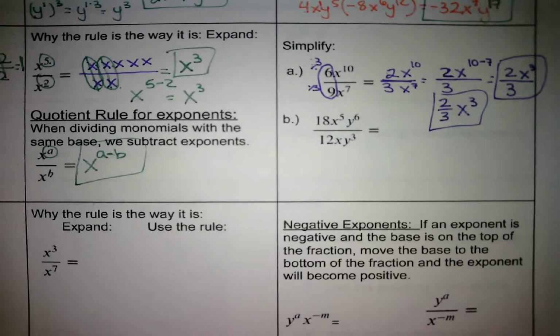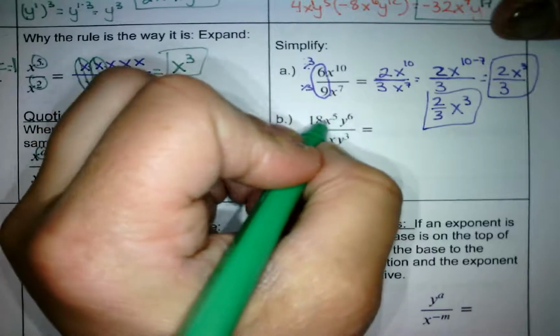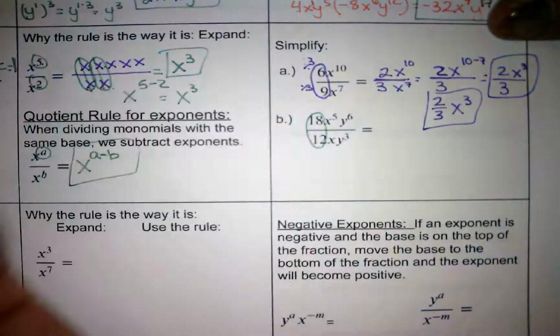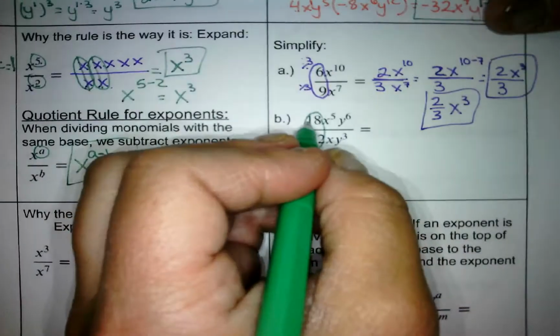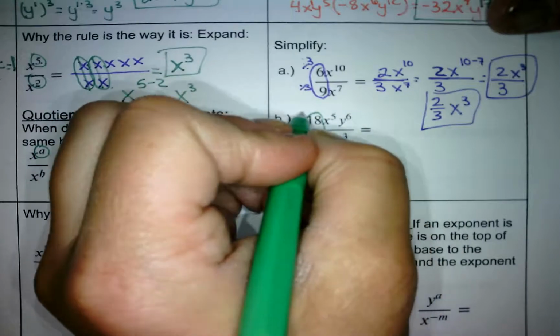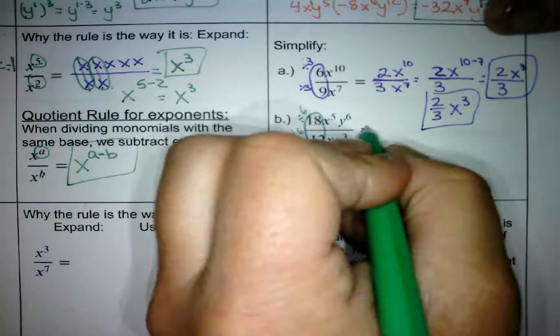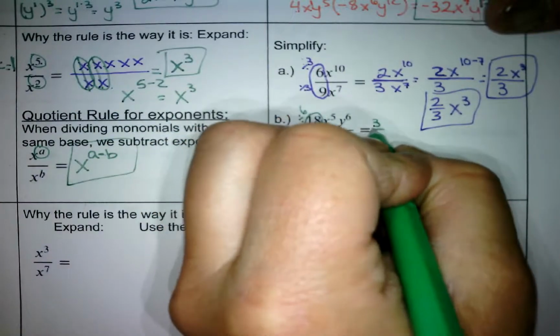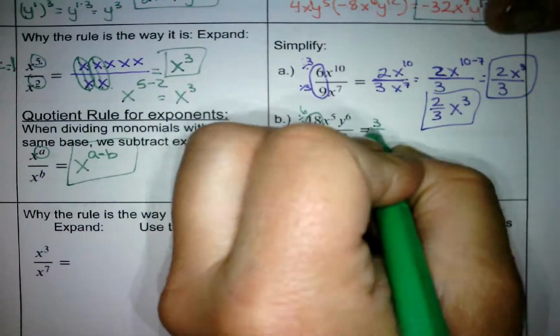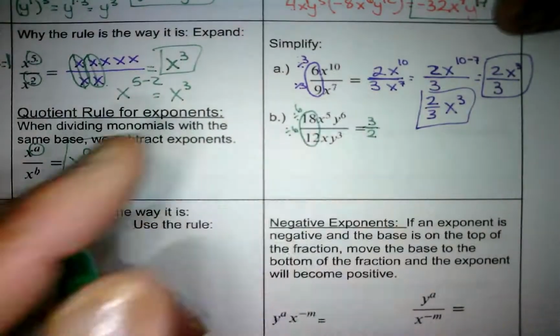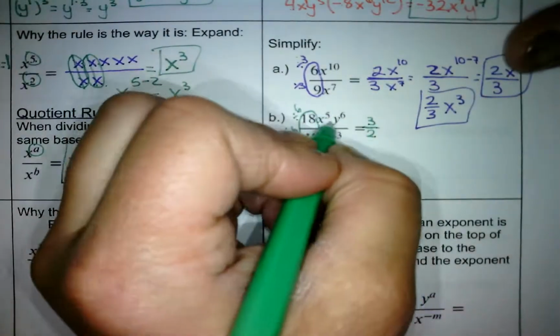And let's go ahead and try this next one. So 18 divided by 12. So what are these both divisible by? They're both divisible by 6. 18 divided by 6 is 3. 12 divided by 6 is 2. Okay, so now let's go ahead and deal with our variables here. Our bases and our exponents.